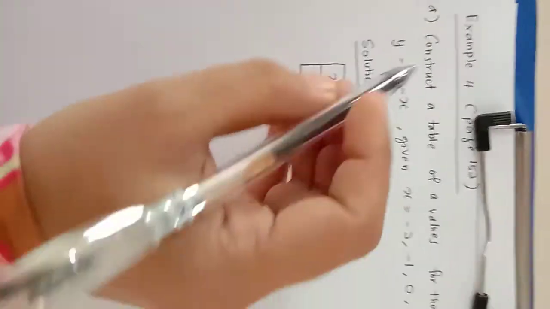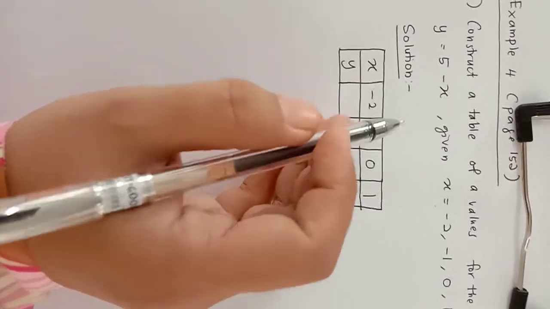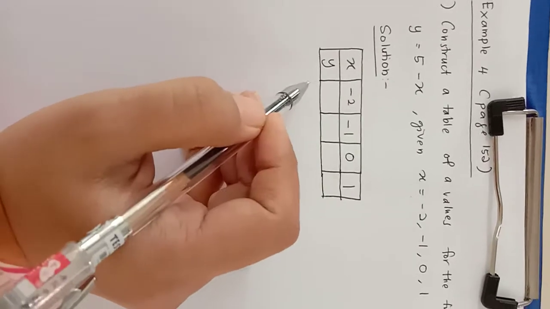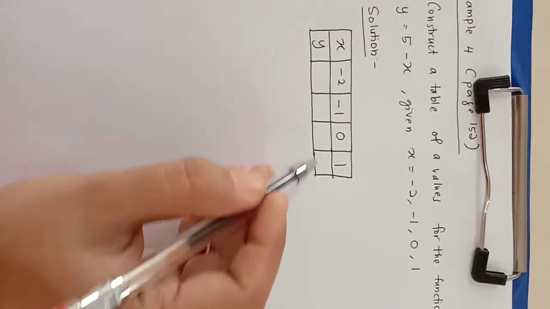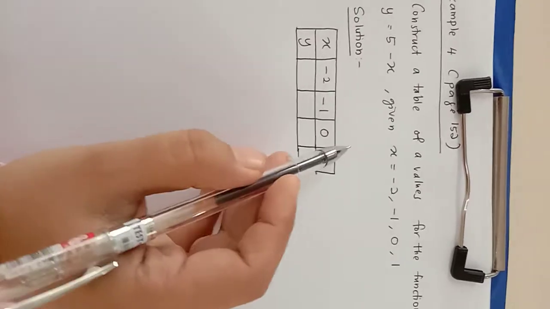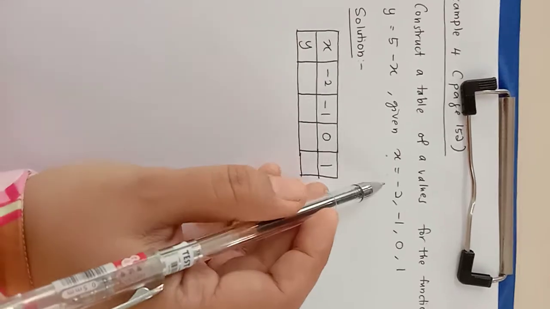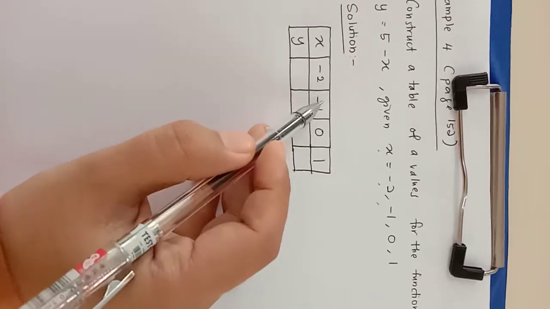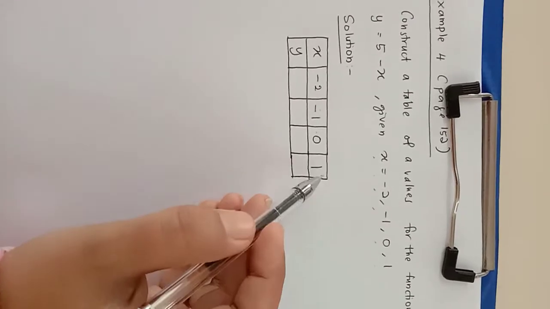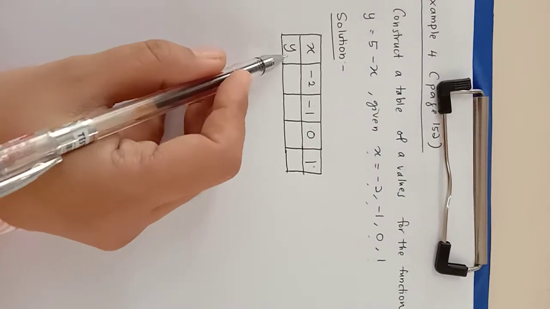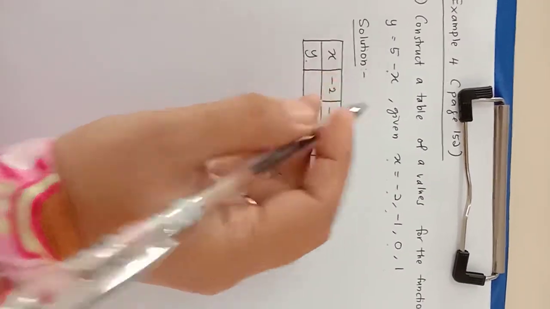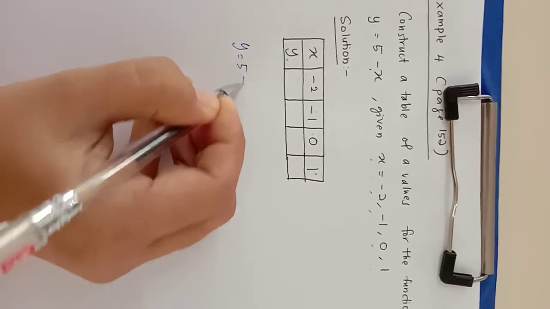Okay, so let me teach here. I copy paste the question. What we need to do, the solution, I need all of you to draw like this as a table. The first row is x and the second row is for y. The given values of x are negative 2, negative 1, 0 and 1. So you write down the value of x given in the question. So how to find the value of y? You need to copy the function. y equals 5 minus x, right?